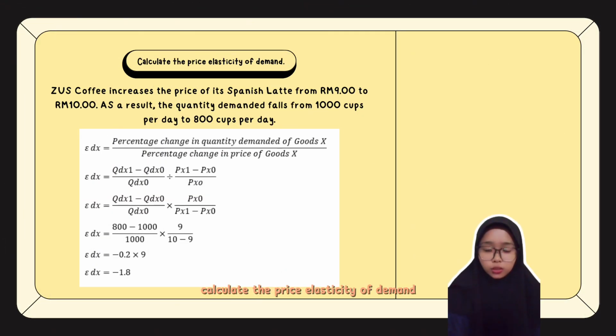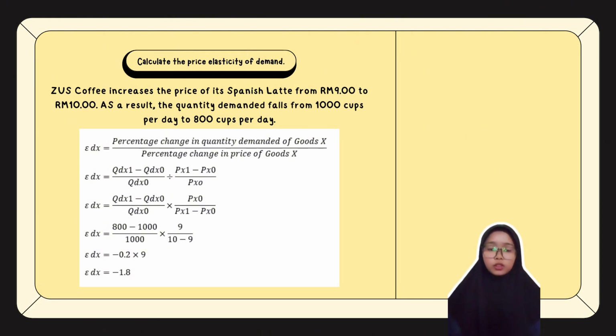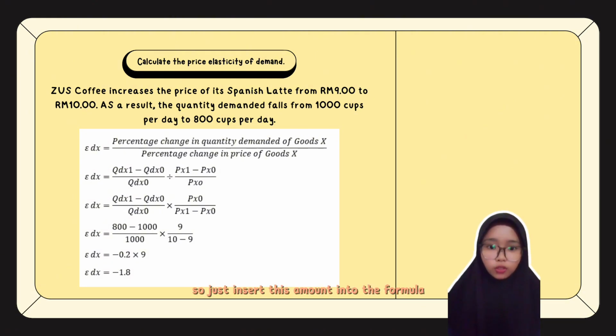The second question, calculate the price elasticity of demand. Based on this question, Zeus Coffee increased the price of its Spanish latte from 9 ringgit to 10 ringgit. And as a result, the quantity demanded falls from 1,000 cups per day to 800 cups per day. So here we can identify that QD0 is 1,000, QD1 is 800, P0 is 9 ringgit, and P1 is 10 ringgit. So just insert this amount into the formula.